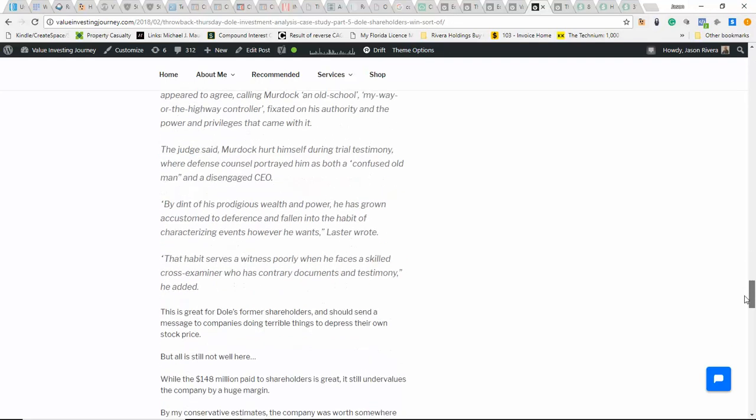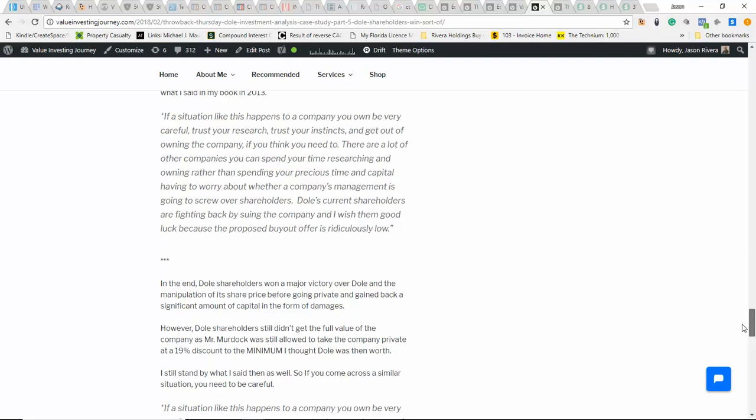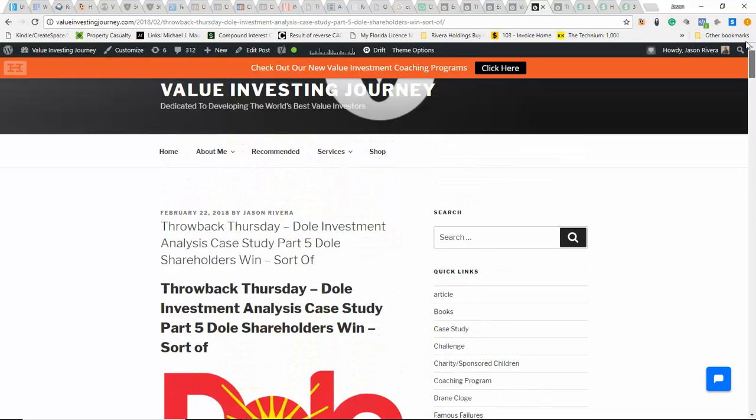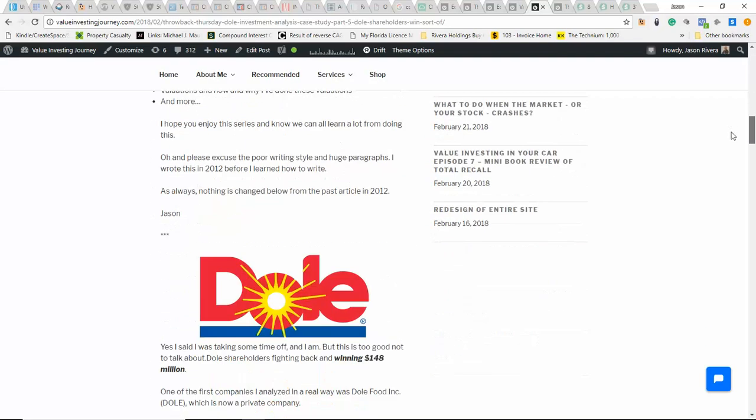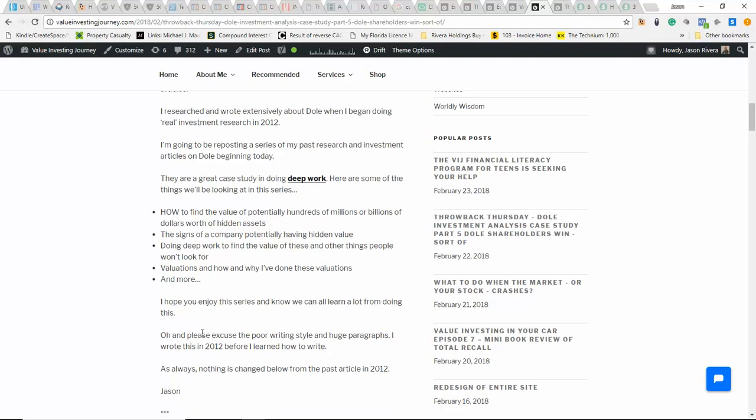So we learned a ton in this entire case study, and this is from the original articles in 2012, 2013, if memory is serving me correctly. Yes, 2012.